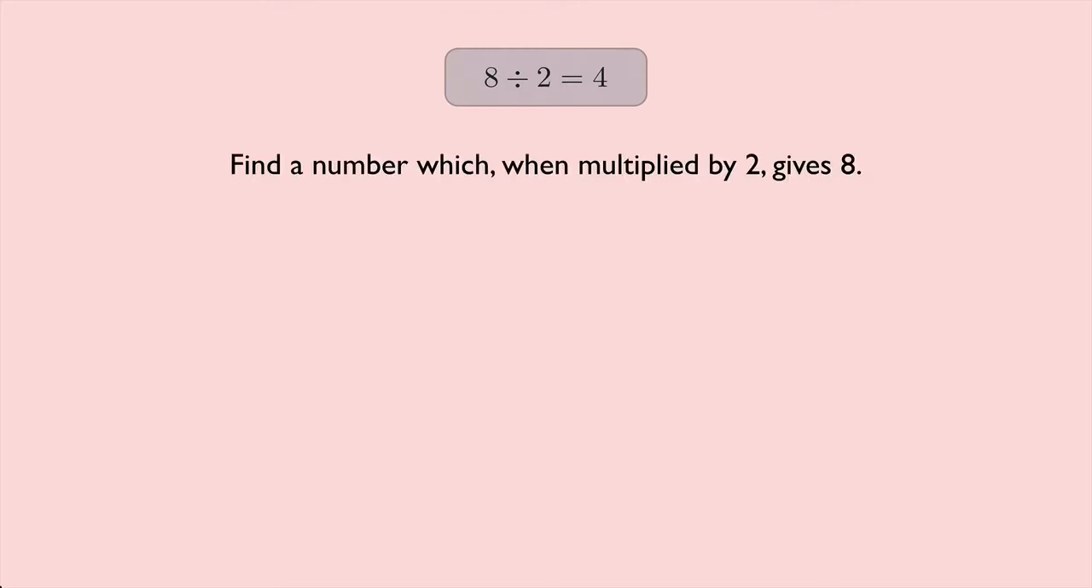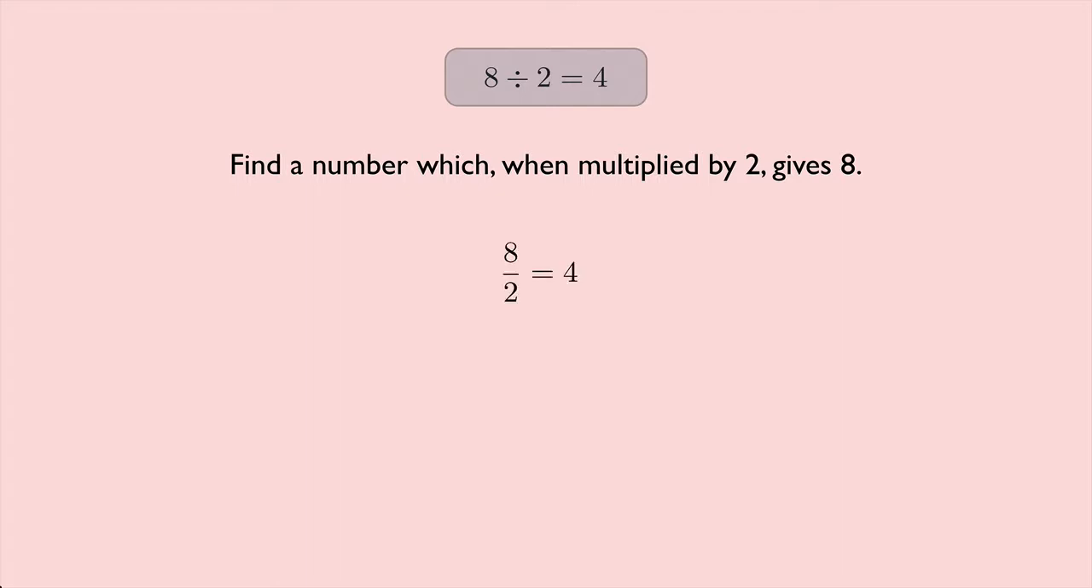Let's talk about how to divide integers. So if you have 8 divided by 2, that equals 4. And how should we think about this? Well, you can really turn it into a multiplication problem if you want. Find a number which, when multiplied by 2, is going to give you 8. So it's sort of turning it around in a way, thinking of it in terms of multiplication.